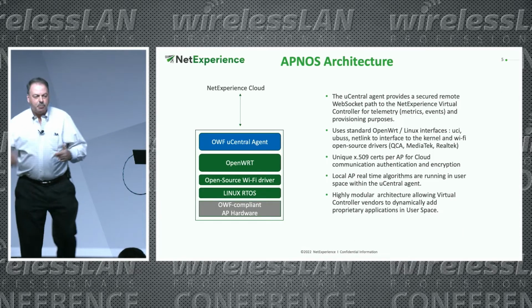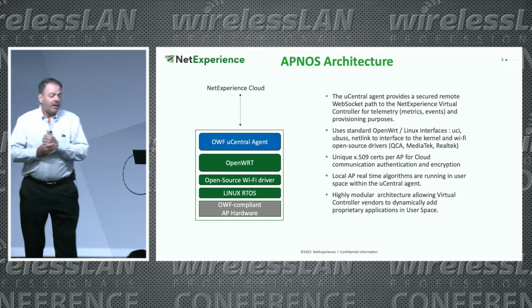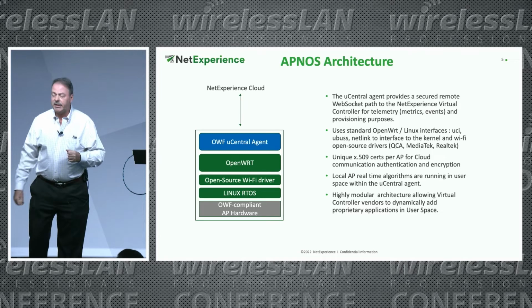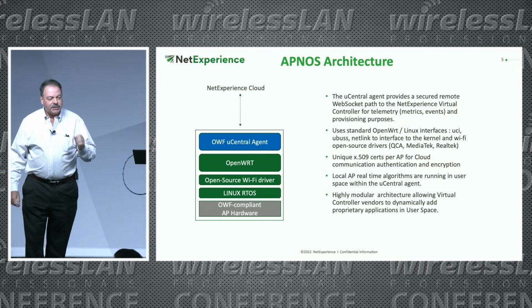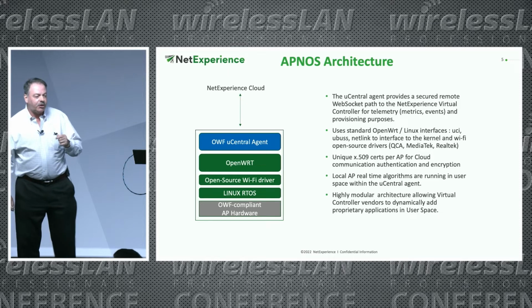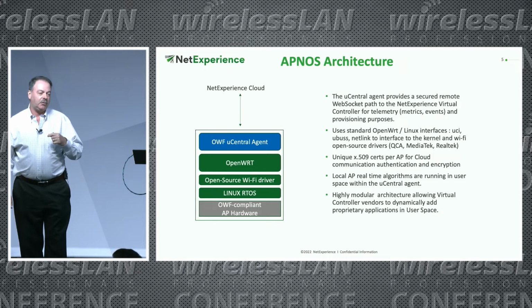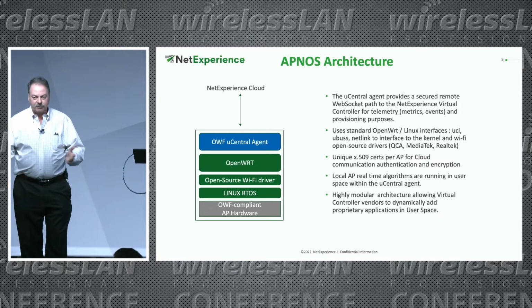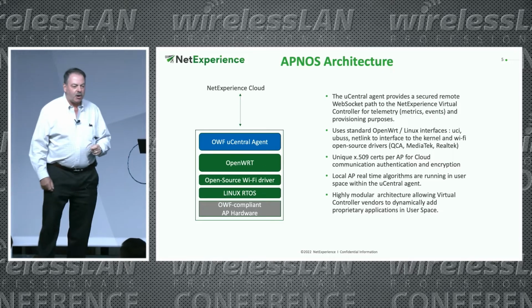Looking at the APs themselves, the AP network operating system is based fundamentally on OpenWRT. I'm sure many of you are familiar with that. And it contains a protocol engine, which is uCentral today. Version 1 was an OpenSync-based one. Version 2 is uCentral. It's a lightweight protocol.